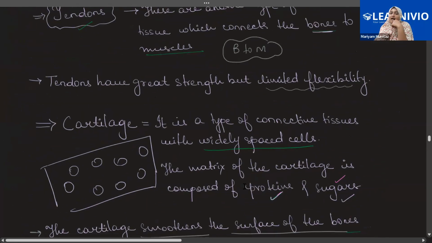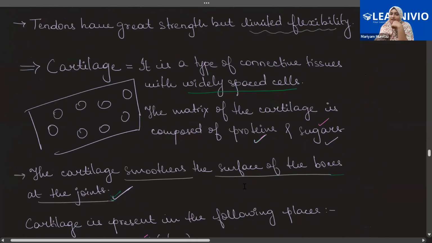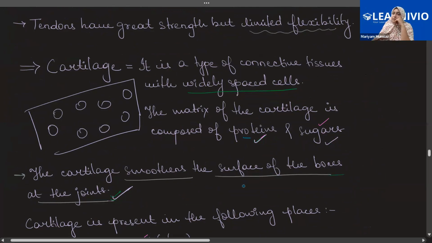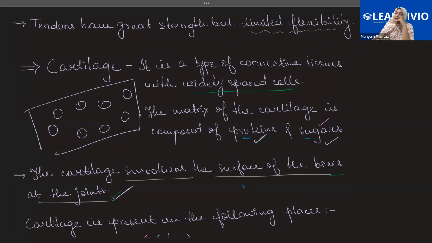Then comes the cartilage. Now, cartilage is yet another kind of connective tissue and it has widely spaced cells, meaning the cells that are present in this tissue are scattered. And because of that, it has considerable flexibility. The matrix of the cartilage is made up of proteins and sugars, but the bone was made up of calcium and phosphorus compounds, right? And the cartilage is responsible for smoothing the joint area.